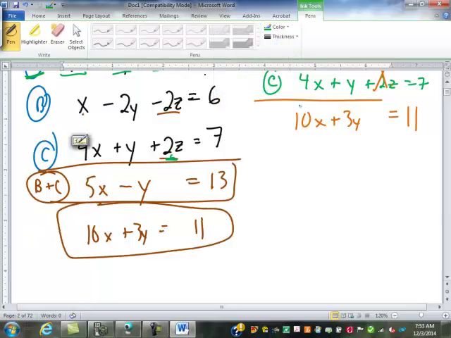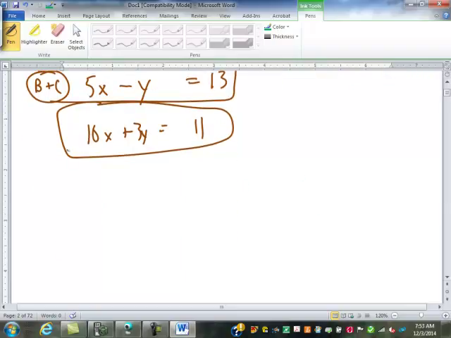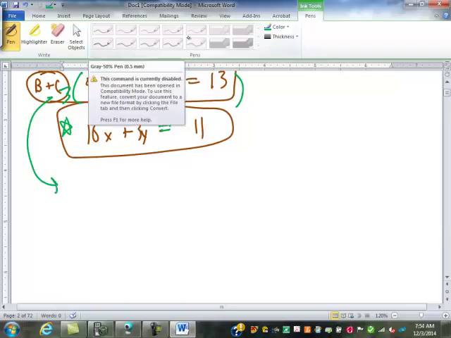Between those two equations, I can get rid of either the x or the y. Let's get rid of the y. So I'm going to leave this one as it is: 10x plus 3y equals 11. I'm going to multiply this one by 3. I could multiply by negative 2, and that would get rid of the x, but I want to get rid of the y. I could have multiplied by negative 2, the x would disappear, and then I would have 5y equals 30 whatever.